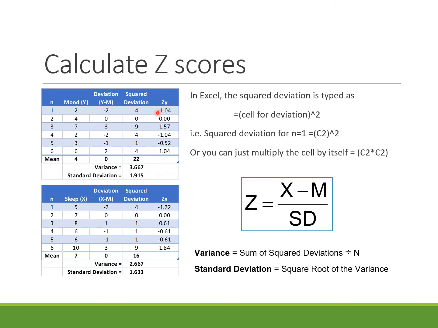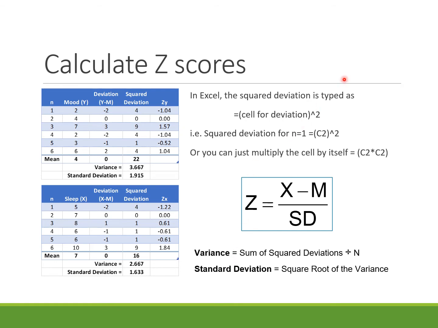So each of these would be this cell minus the mean, which is 4. I wouldn't put this cell, I would just put 4. So I would put this cell minus 4, and the score minus the mean is divided by 1.915. For each one of these, you get the z-score for each person for mood, and then their z-score for sleep. You see that they're different because their scores were different and the means were different.